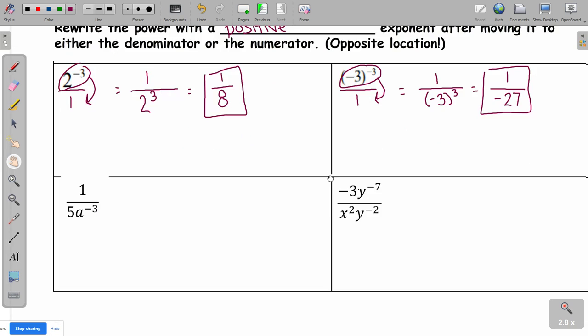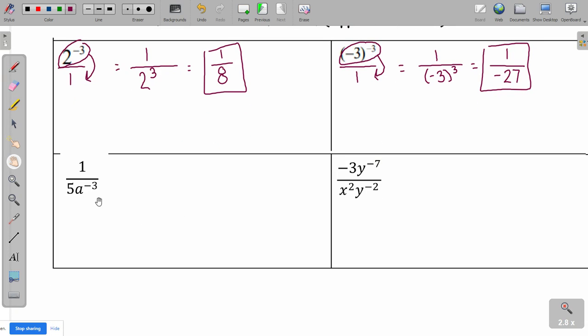Let's look at the next example. 1 over 5a to the negative third. It's a fraction. Now find what is negative. a to the negative third is the only thing that has a negative exponent. So we're going to move just the a to the numerator. The 5 stays put. When we move the a to the numerator, the exponent becomes a positive 3, and then we have to bring over our 5.